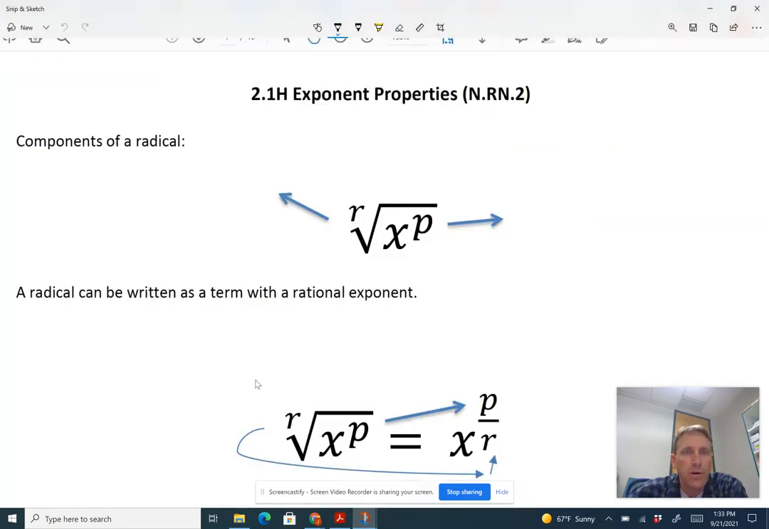Hello, welcome. This is 2.1 Exponent Properties for Math 2 Honors. First, we're going to talk about the components of a radical.